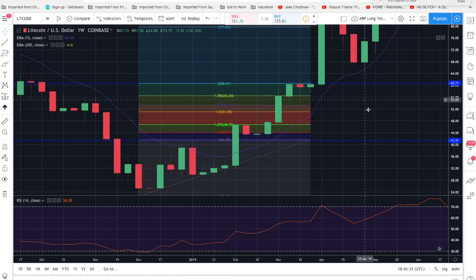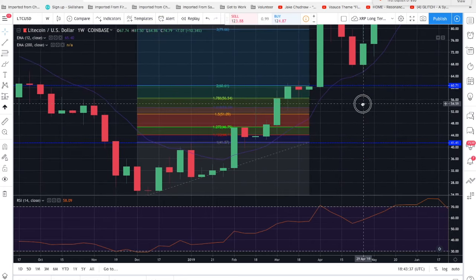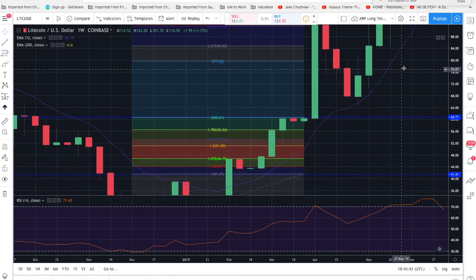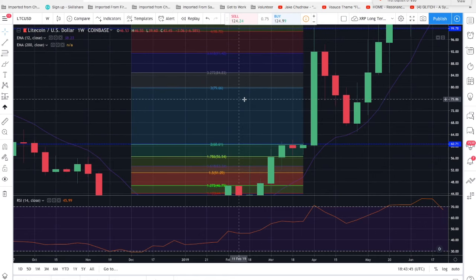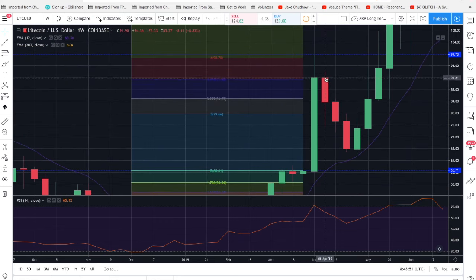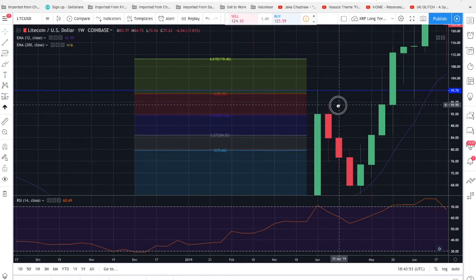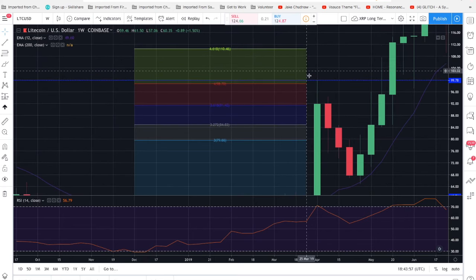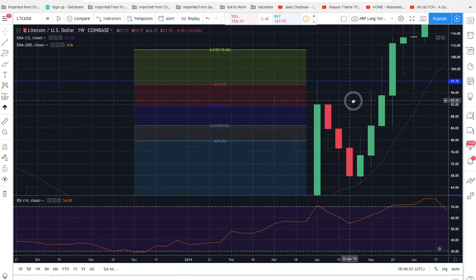So with that being said, here we go, and we can see it respected this good reload zone here. If we were to keep going, here I have the 3.00, 3.27, 3.618, 4, 4.68, and if you notice, over time these don't really line up as accurately or as much as you would like to see.